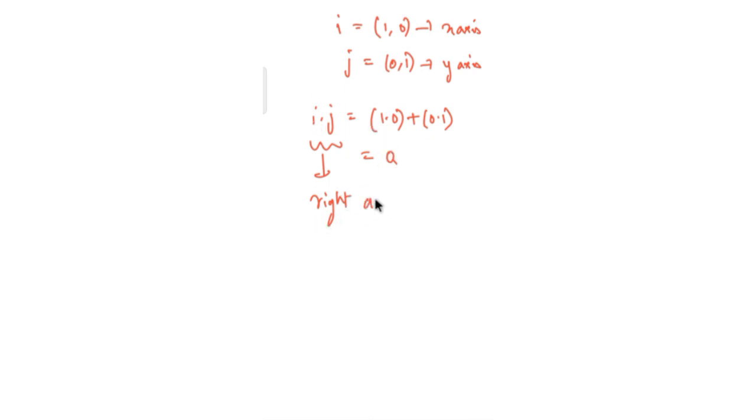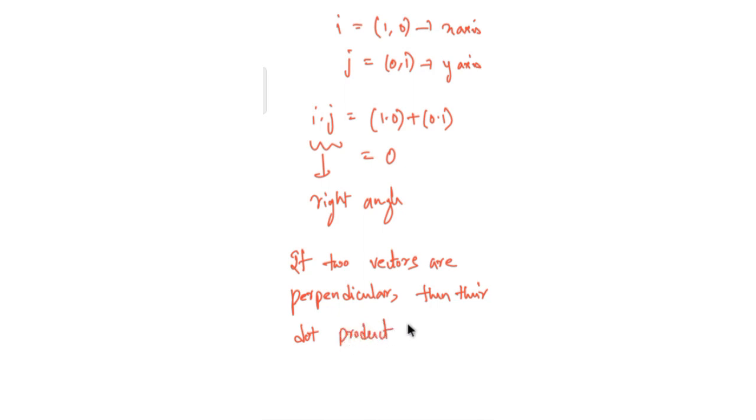these are perpendicular. We already know that because i is along the x-axis and j is along the y-axis, and in a Cartesian plane you find both of them to be perpendicular. So from this we can make a conclusion that if two vectors are perpendicular, then the dot product is 0. Fine. We all know this.